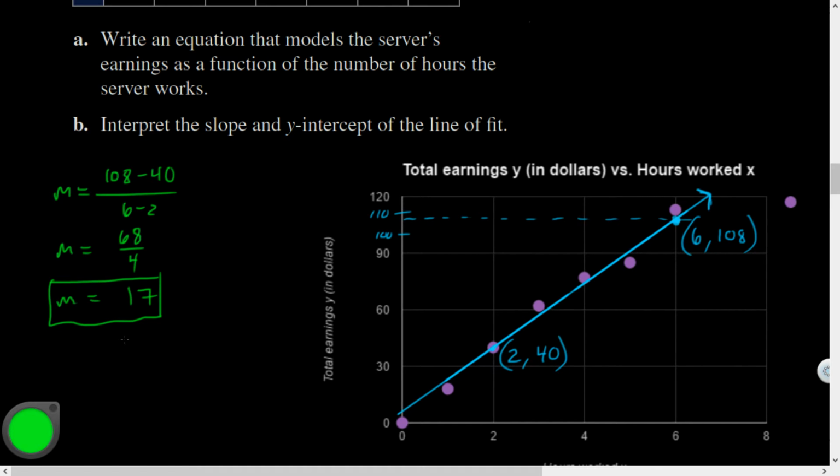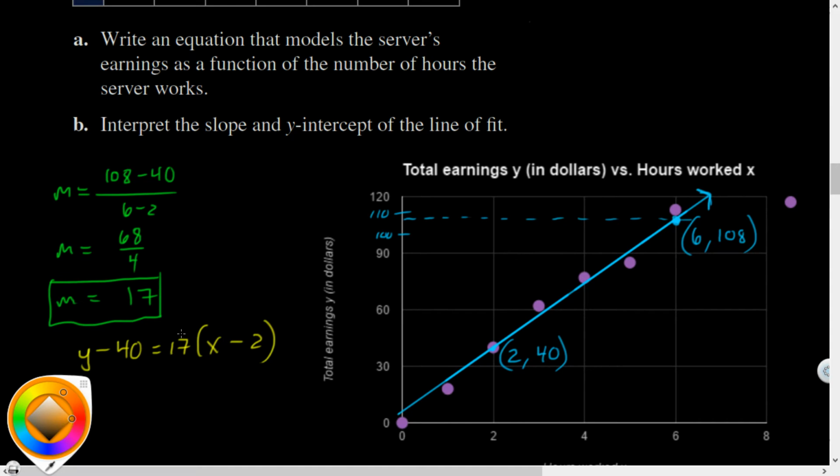So let's now find the equation of the line. So let's put this in point slope form. So y minus, I'll use my smaller numbers for this one, 40 equals 17 parentheses x minus 2.